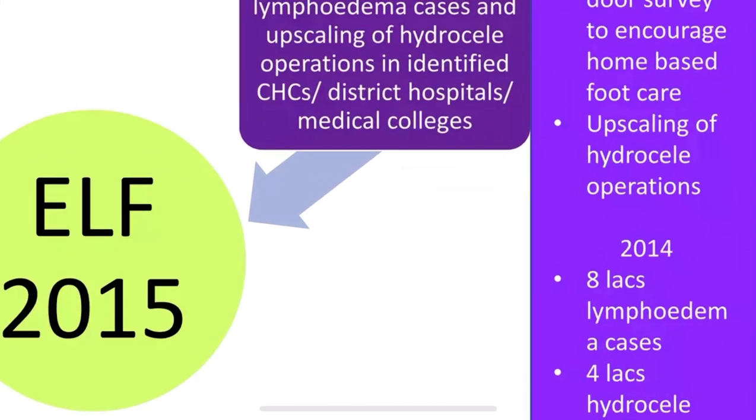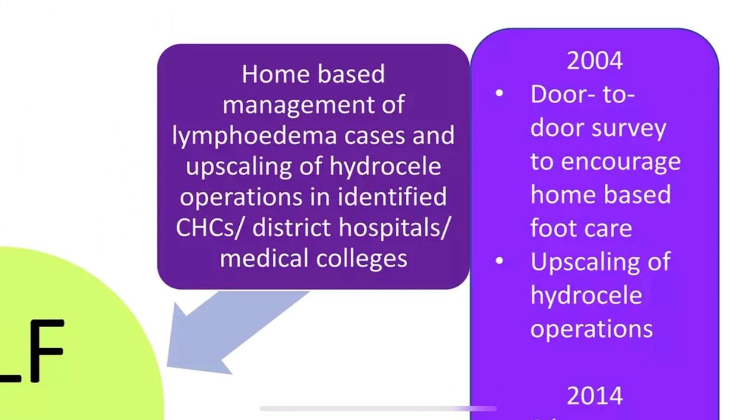Now the last point is that in 2004, they performed this door-to-door survey. Okay, the door-to-door survey in filaria endemic districts, and they did the line listing of lymphedema and hydrocele cases. The line listing of these hydrocele cases and lymphedema cases was done in 2004 by performing this door-to-door survey in the filaria endemic districts.